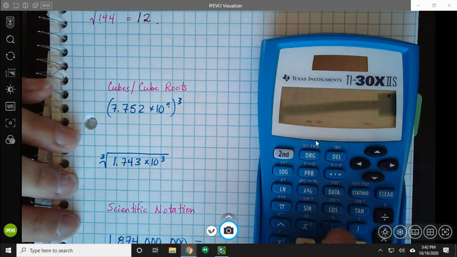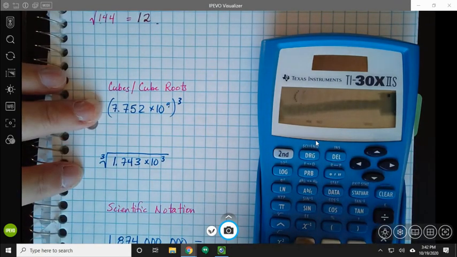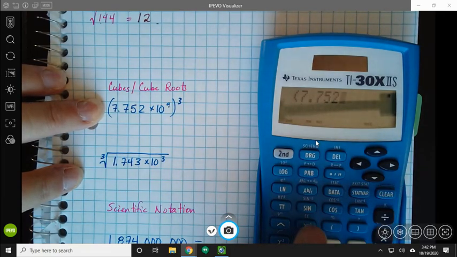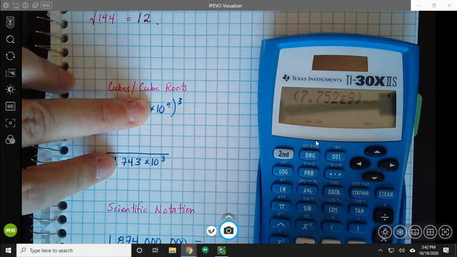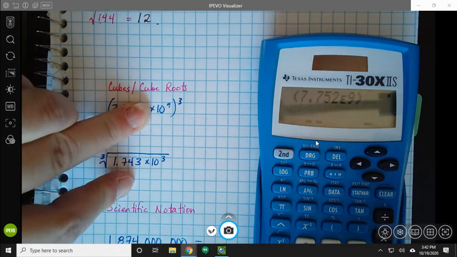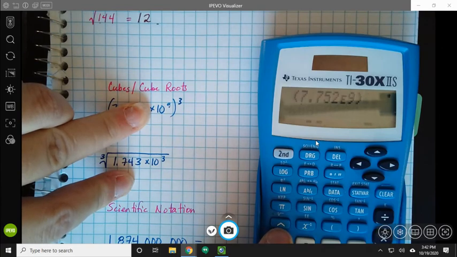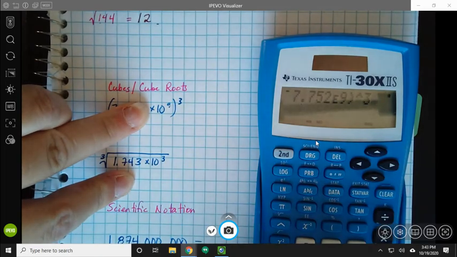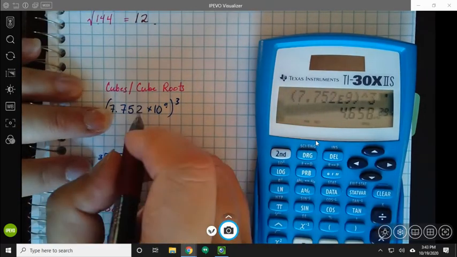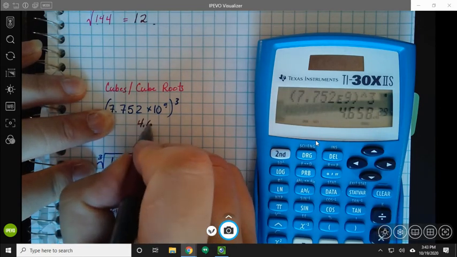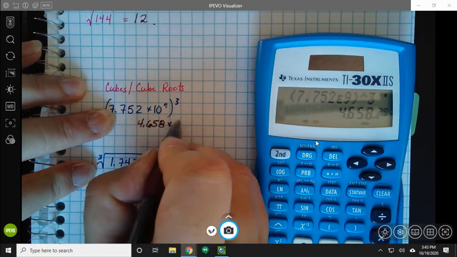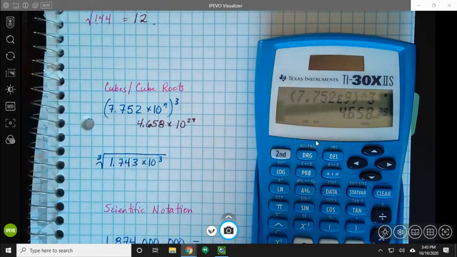The way that I want to put that in is parentheses, 7.752, second, EE 9. And now I need to do something a little bit different. I'm going to use the caret button and raise to the third, and then hit enter. And so the answer here is 4.658 times 10 to the 29th.